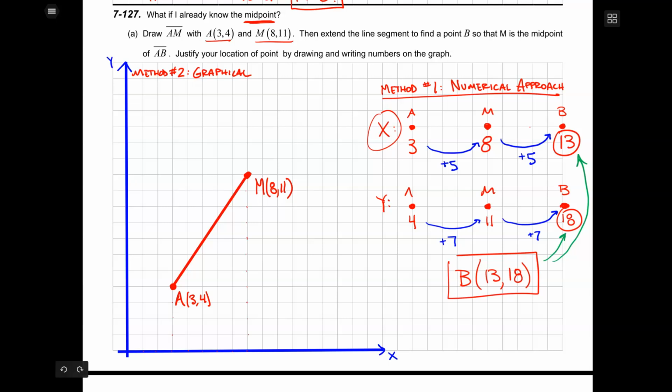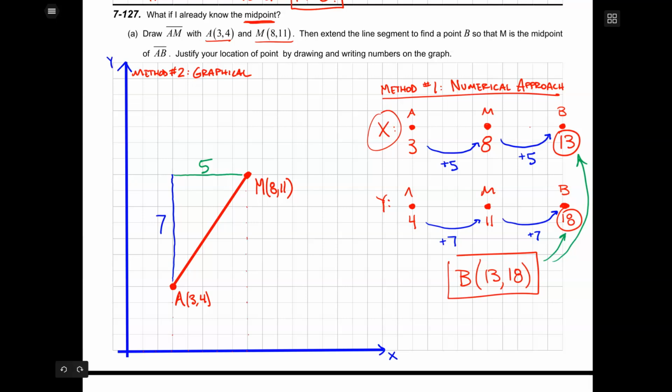Well, I know that I can sketch in a triangle right here, and I'm going to do it in 2 different colors for a reason. I know that this triangle has a vertical leg that goes from 4 to 11, so that's a vertical change of 7. And then that horizontal leg goes from 3 to 8, and that's a change of 5.